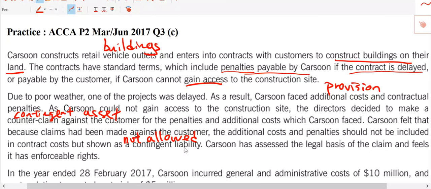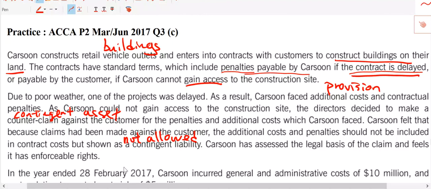Number one, the project was delayed. That is confirmed. Based on the terms and conditions, let me underline this one more time, if the contract is delayed, and they didn't mention reason or whatever, Kasun will have to pay penalty. So this is one economic event. Another event is if we cannot enter into the construction site, then the customer will have to pay the penalty. So now the delay is caused by us not being able to enter into the construction site.